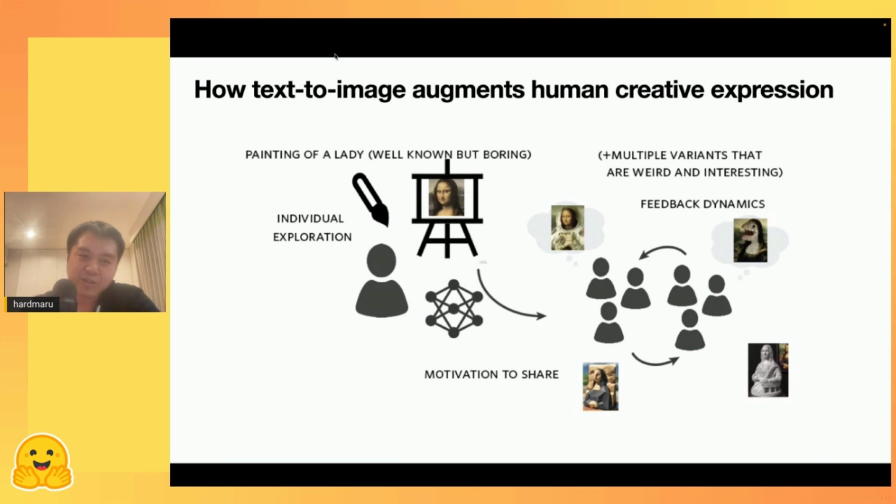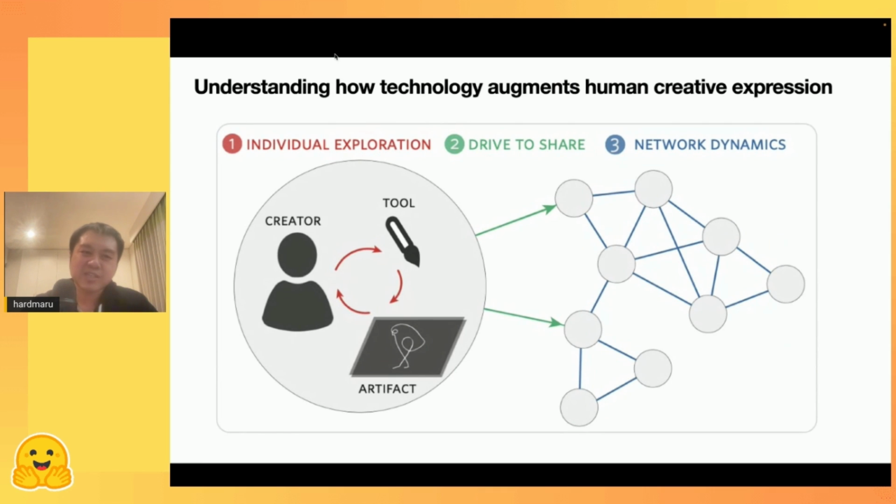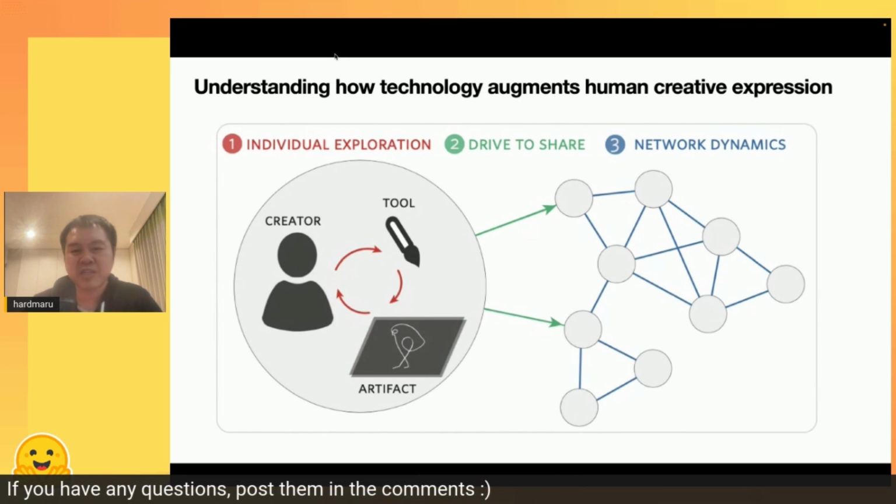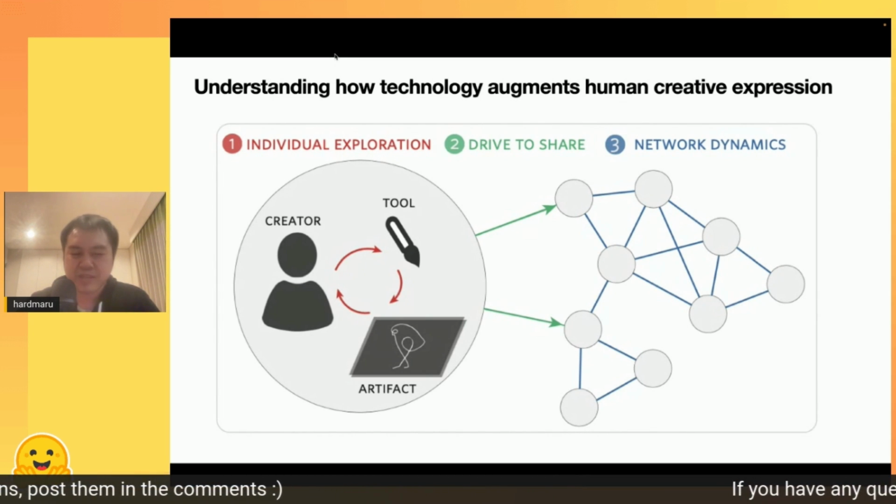There's the motivation to share. After exploration using a text-to-image model, people want to share the images in multiple variants, and you get some feedback from the network that you share to, and people build on top of it. So we think there are three stages in this framework. There's an individual exploration stage of using the tool or the model to create an artifact. There's a drive to share, and there's a network of dynamics that will allow people to build on top of your innovation, just like the pig breeder experiment or CPPN experiment I discussed at the beginning of this talk. And then you get the feedback back to the user.